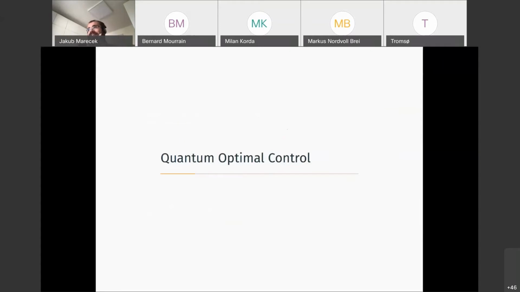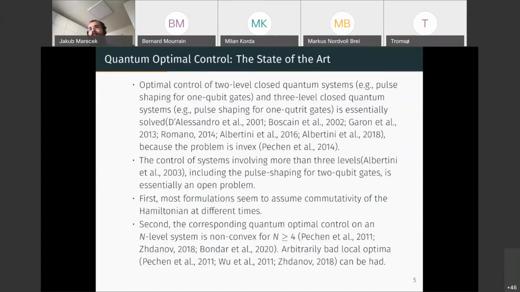So once again, after this long-winded motivation, quantum optimal control is the shaping of a laser or microwave pulse so as to optimize a functional of the states, often under some constraints on the magnitude of the field or the pulse you can work with. For two-level systems, for instance the single qubit gate, you have seen the Bloch sphere in the picture earlier. The problem is essentially solved in the sense that the problem is convex. So the local and global minima coincide, and a lot of the complexity somehow goes away.